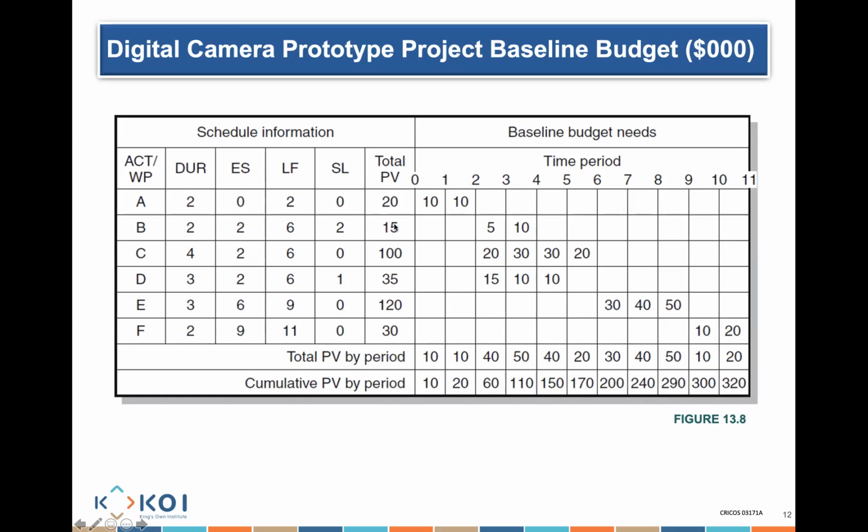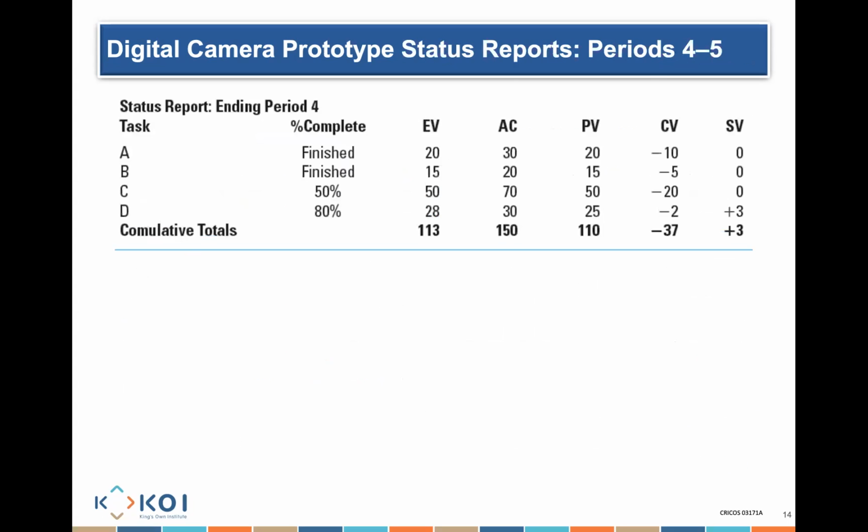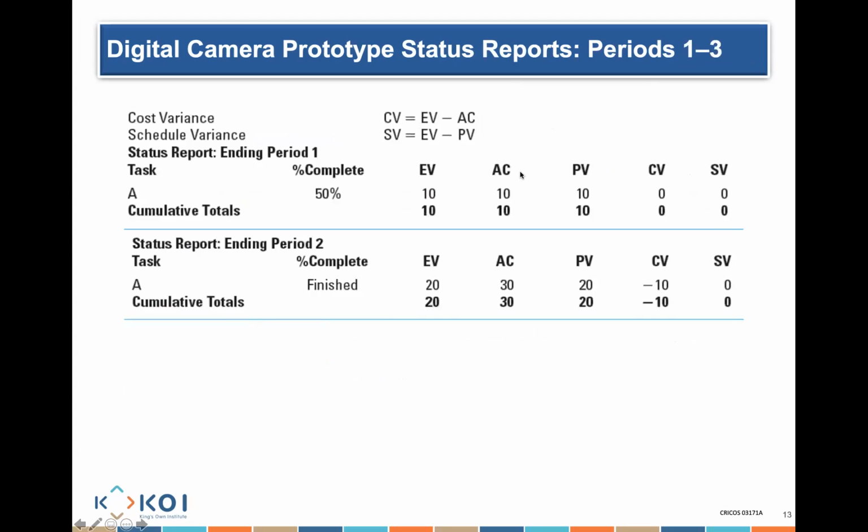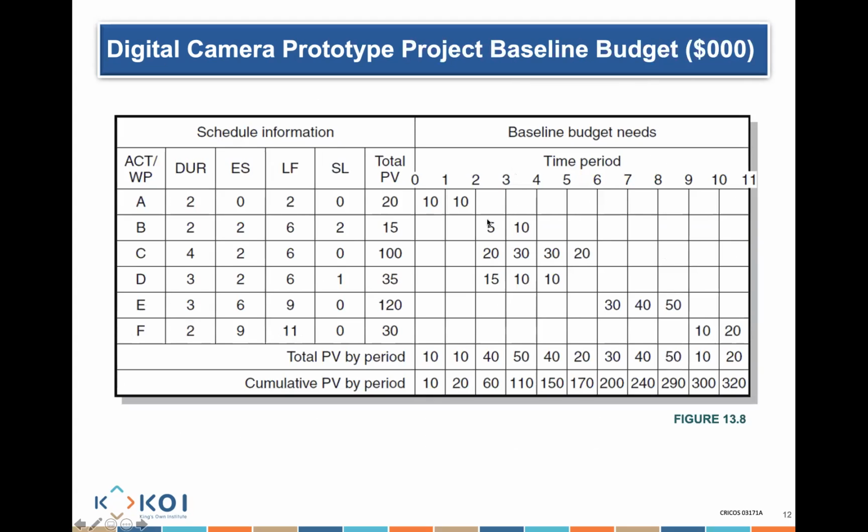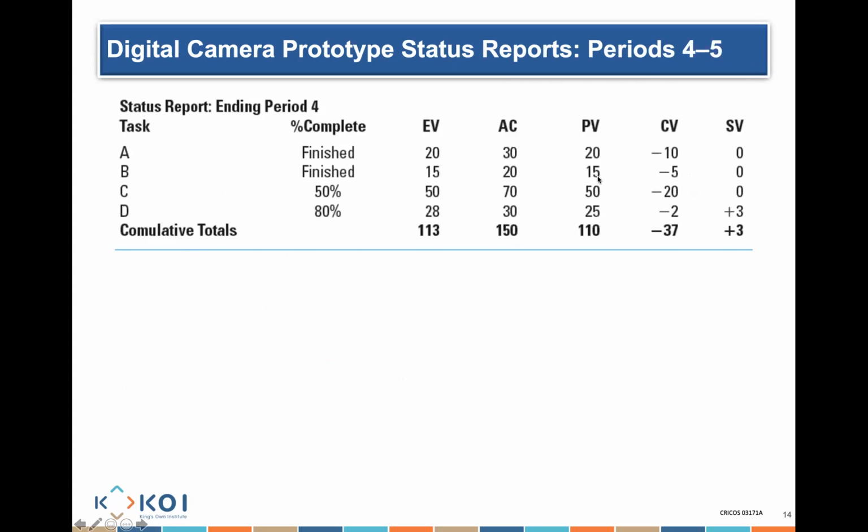If B is finished, how much have I earned? 15. That's correct. So you can see here, I've earned 15. It cost me 20. I was planning to earn 15, so I was planned to finish 15. It cost me 20. 15 minus 20 equals minus 5. 15 minus 15 equals 0.